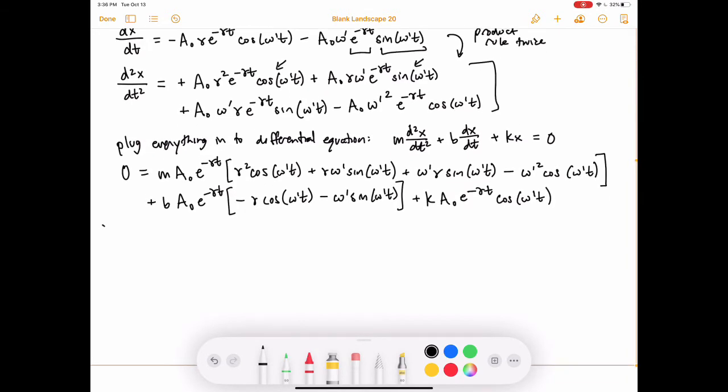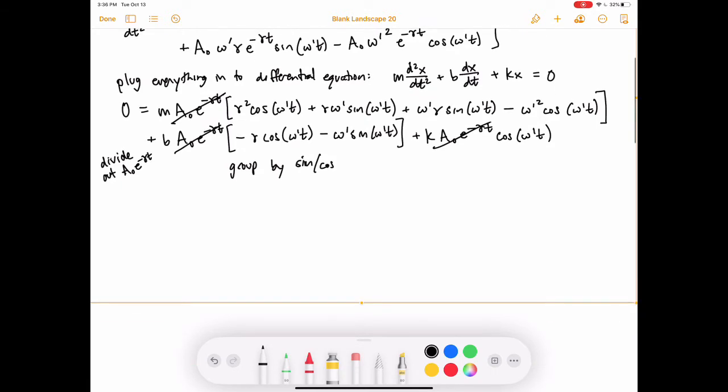Okay, so to make this simpler, we can divide out a naught e to the minus gamma t, because that appears in every single term. So get rid of it here, here, and here. And then we're going to group things by sine and cosine. So notice that everything we're left with is either multiplying a sine function or a cosine function. So how about we put all the cosine stuff together, and then we put all the sine stuff together. So we have 0 equals cosine omega prime t.